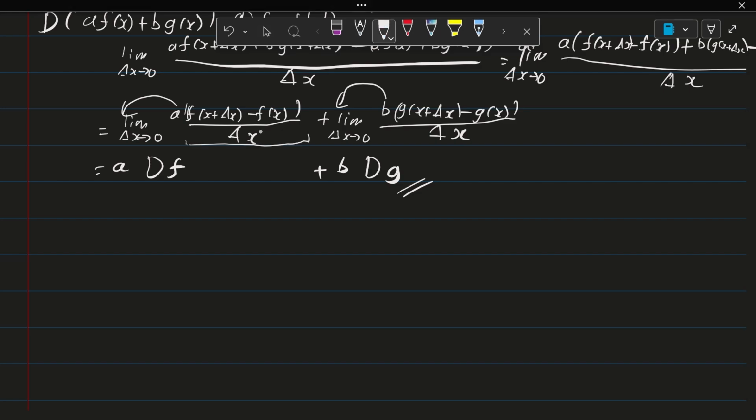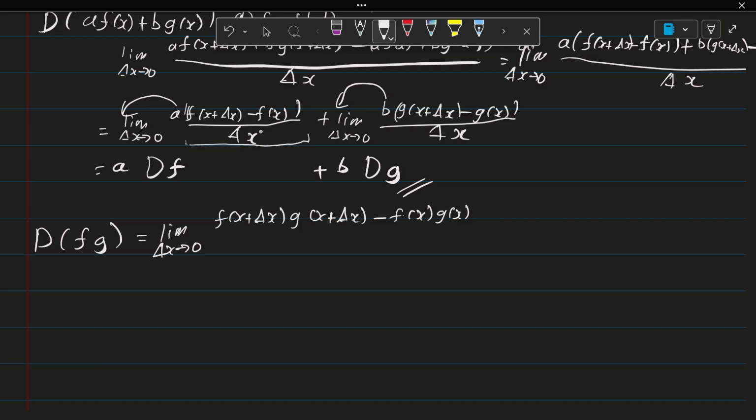So what about if we multiply two different functions together? Let's think about this. The d of f times g. Something for us to think about is that we could just use the definition straight away. That's fine. f(x plus delta x) g(x plus delta x) minus f(x) g(x) over delta x. So let's see here. I can't truly separate these two things out straight away, but maybe I can do something.